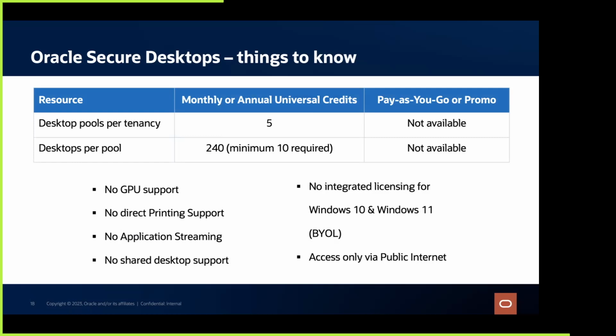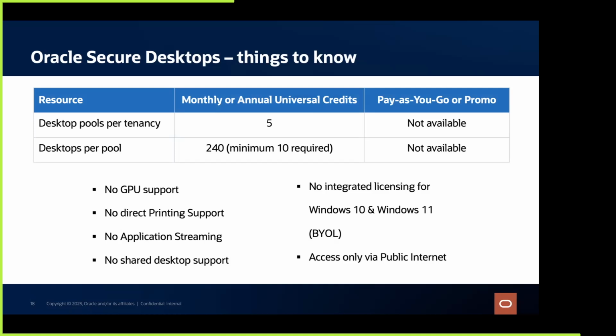As this service is pretty new at the moment, it is not offering all the features that other VDI solutions currently provide. So we have no support for GPUs at the moment. Direct printing is also not possible with the solution right now, but these are items that are on our roadmap. Application streaming is also not supported. So if you really require application streaming, then you have to go for a third-party solution like VMware Horizon on OCVS or Citrix on OCVS.